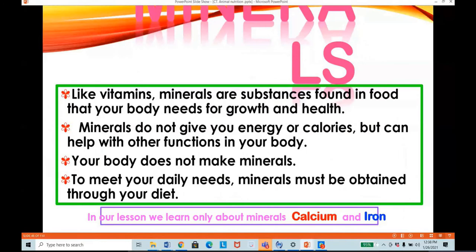Alright ladies, so that was about the vitamins, vitamin C and D. Now coming to the minerals, which are most important to the body: iron and calcium.